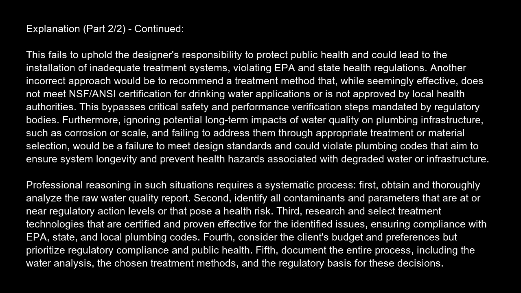Professional reasoning in such situations requires a systematic process. First, obtain and thoroughly analyze the raw water quality report. Second, identify all contaminants and parameters that are at or near regulatory action levels or that pose a health risk. Third, research and select treatment technologies that are certified and proven effective for the identified issues, ensuring compliance with EPA, state, and local plumbing codes. Fourth, consider the client's budget and preferences but prioritize regulatory compliance and public health. Fifth, document the entire process, including the water analysis, the chosen treatment methods, and the regulatory basis for these decisions.